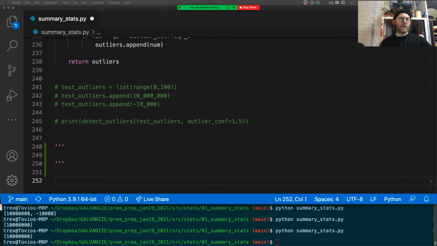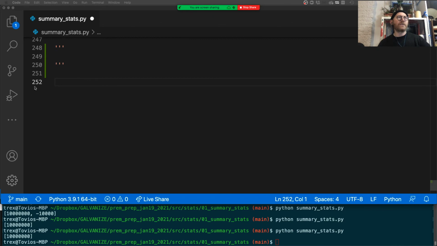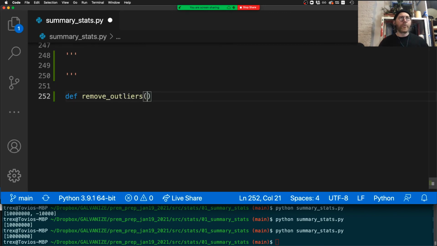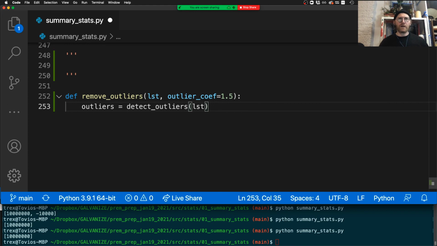And when we're doing this, we still want to consider this idea of the outlier coefficient. So I will include that when I code this. So here we've got remove outliers, and we'll pass in a list, right? And we're going to set that outlier coefficient. And by default, of course, that's 1.5. So the first thing I can do, since I've got this function, I can just detect the outliers, right? I get that by passing in the list and the outlier coefficient that we've set. And we get that in this list of outliers.